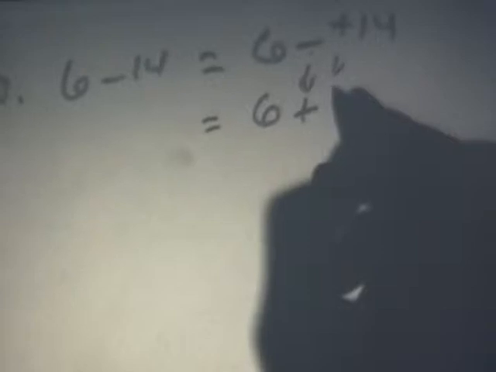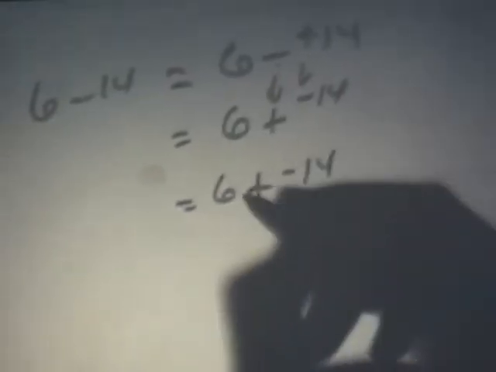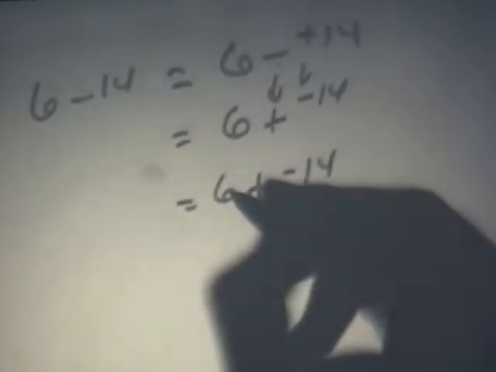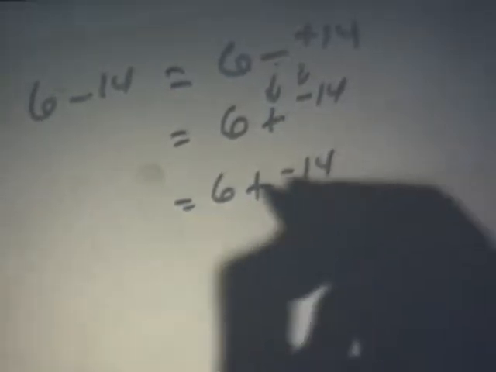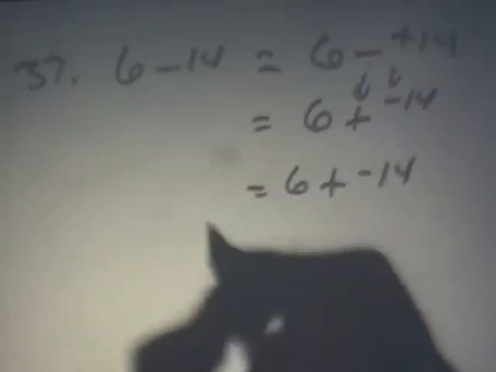So this becomes 6, change that to plus, and change that to negative 14. So now you have 6 plus negative 14. That's 6 hot cubes plus 14 cold cubes. So you're going to subtract, but is my answer going to be positive or negative? Since I have more cold cubes than hot cubes, it's going to be a negative 8. You're finished.